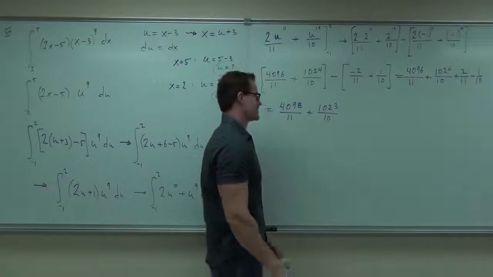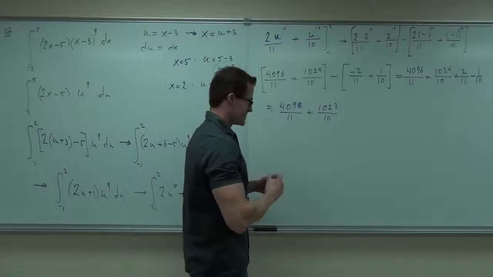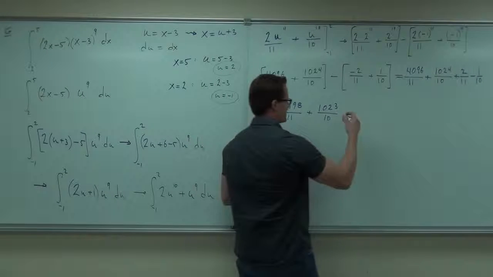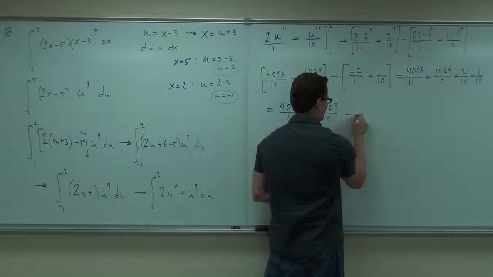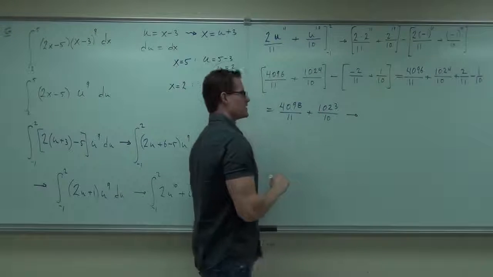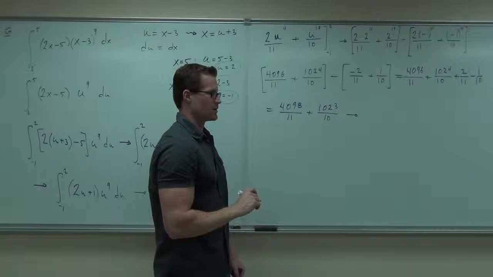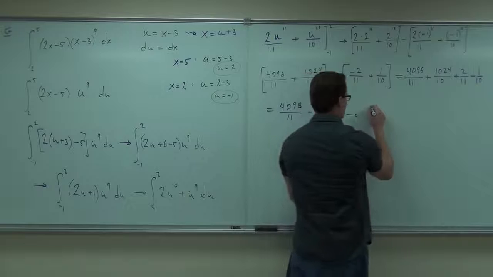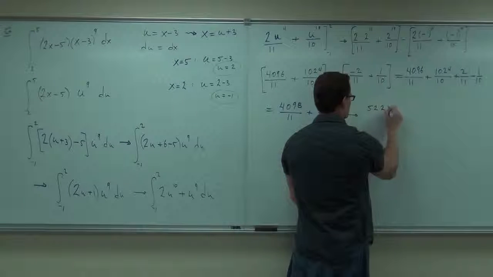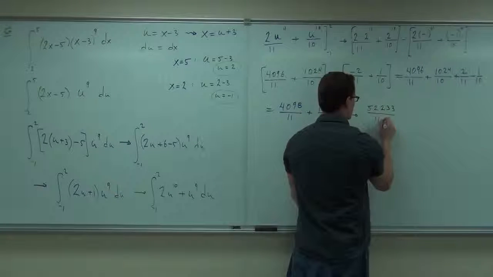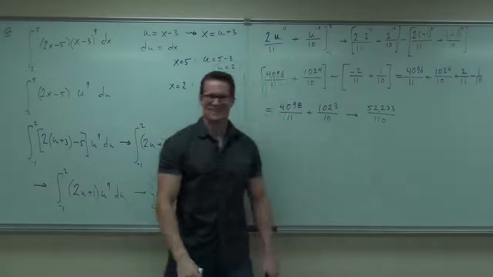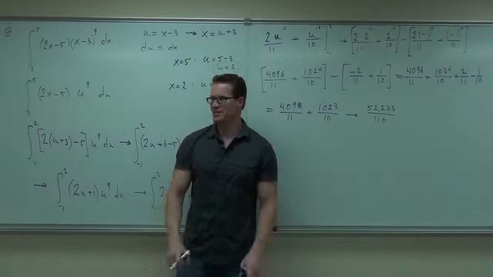I don't want to do that. It's 22,330 over 110. That's the simplified fraction, 2,233 over 10. Yeah, that's it. Awesome. I mean, that's easily relatable, right?